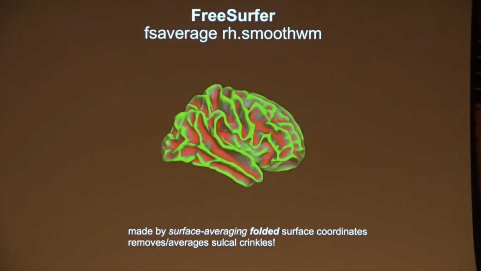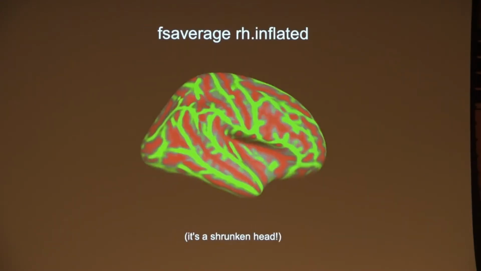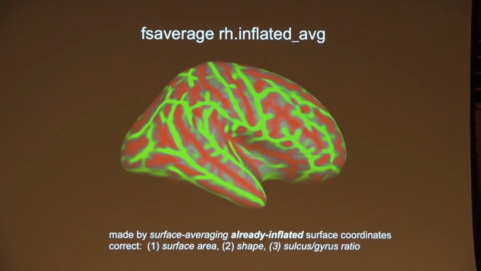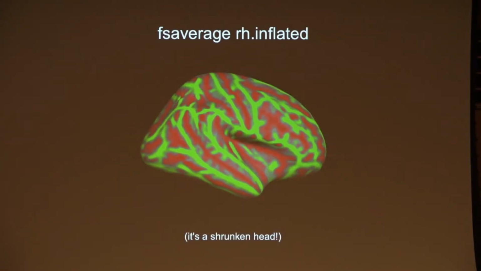This is the standard FreeSurfer fsaverage. Well, this was made by surface averaging folded coordinates, which gets rid of all the crinkles, but it's a shrunken head because you got rid of all that surface area from averaging all those crinkles out. So the right way to do it is to inflate the brains and then average the surface coordinates, and then you get something that has the right size. This one is useful if you're doing stuff in 3D, and then at the last stage for a gratuitous surface display, you sample it onto the surface, but that's not moral.